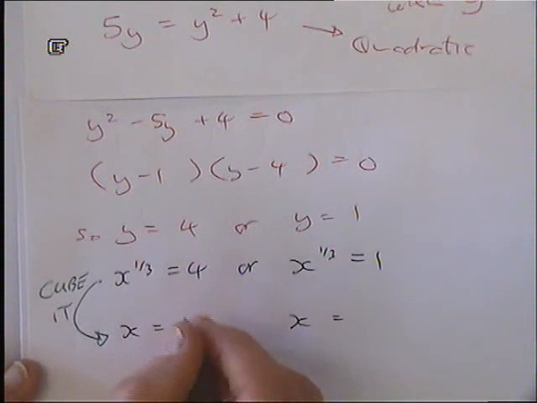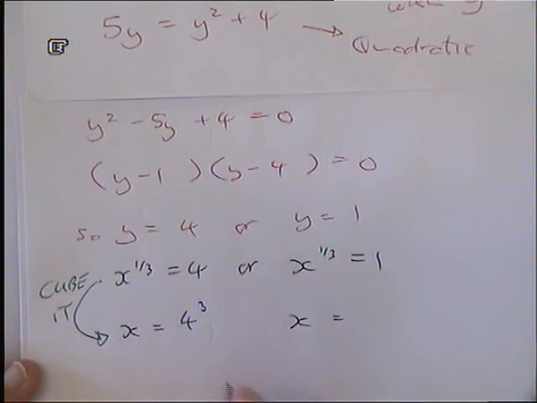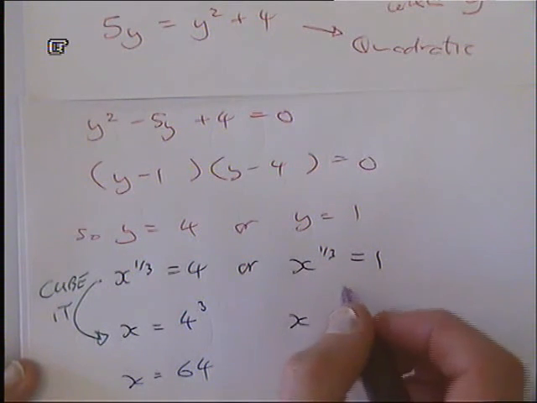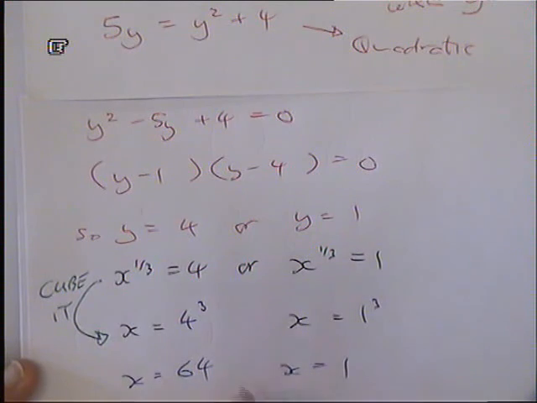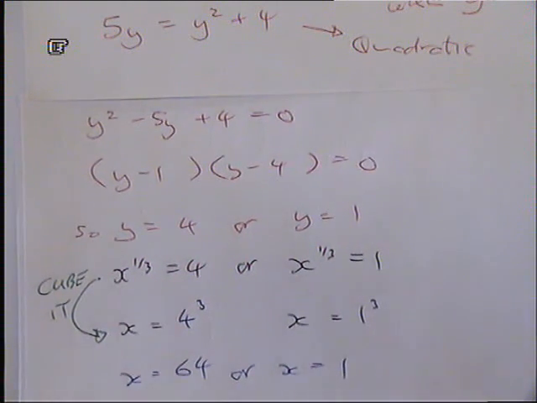So what is x? It's going to be 4 cubed. What is 4 cubed? 64, somebody said. It wasn't Callum this time. And over here, if I cube 1, I get 1. So there we go. x is 64, or x equals 1. That is the Indices chapter in a lesson.